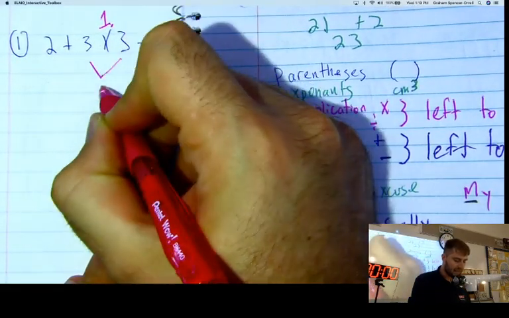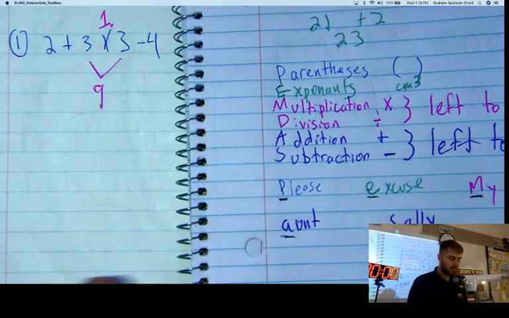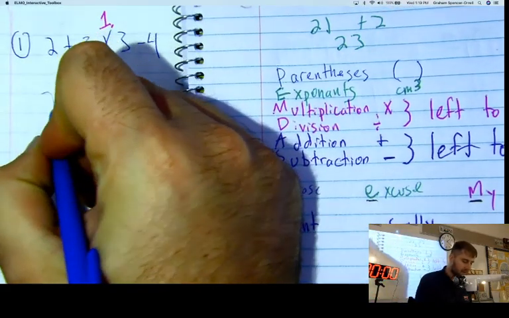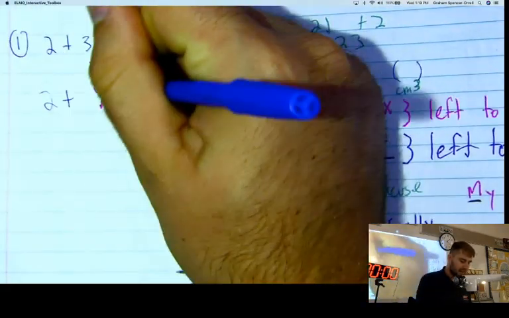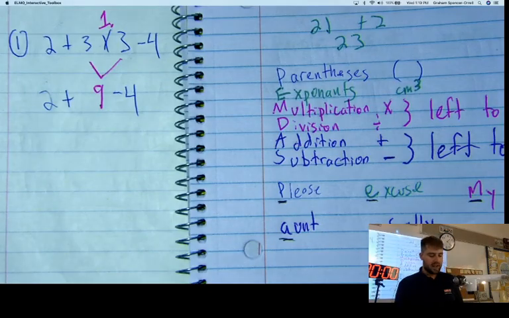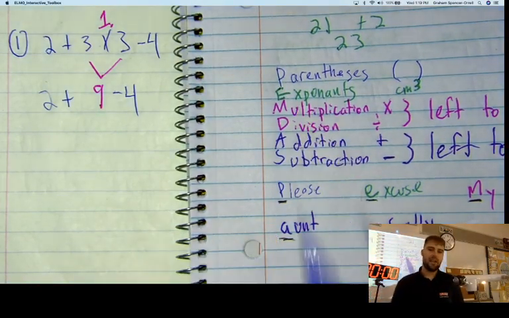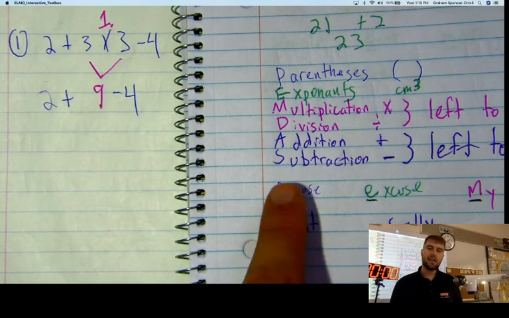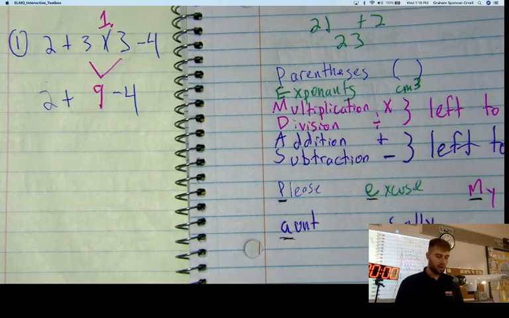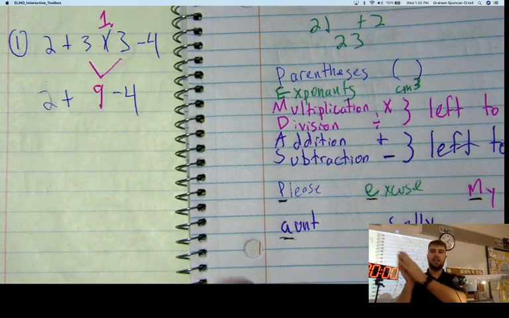3 times 3 is 9. And I'll go ahead and rewrite the rest of the problem. We have 2 plus 9 minus 4. So now that we've done all of our multiplication and division, we'll go ahead and do our addition and subtraction. We know we have to work our addition and subtraction left to right.